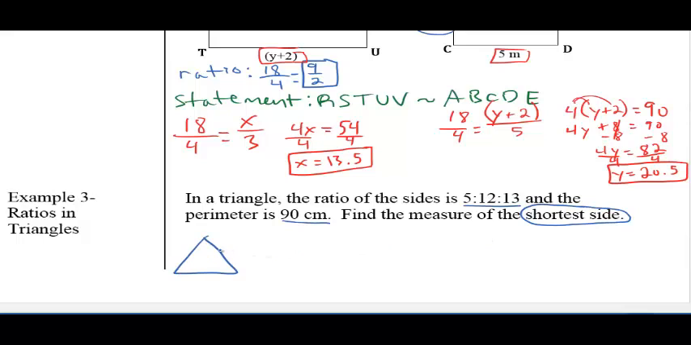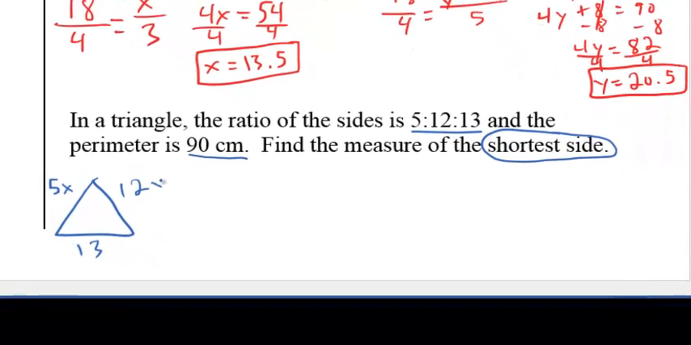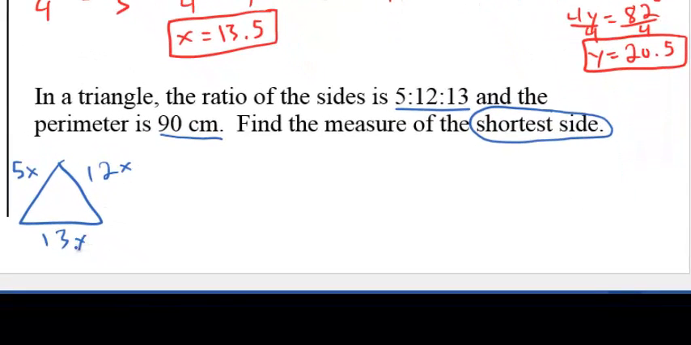All right, I could draw this out. If I have any triangle, the ratio of my sides is 5 to 12 to 13. The sides are not actually 5, 12, and 13, so I've got to incorporate an x with this as well, because it's a ratio. There's a multiplier here that goes with each one of these numbers. If I know the perimeter is 90 centimeters, I can add up all the sides and say 5x plus 12x plus 13x is going to be equal to 90, and then just solve for x.